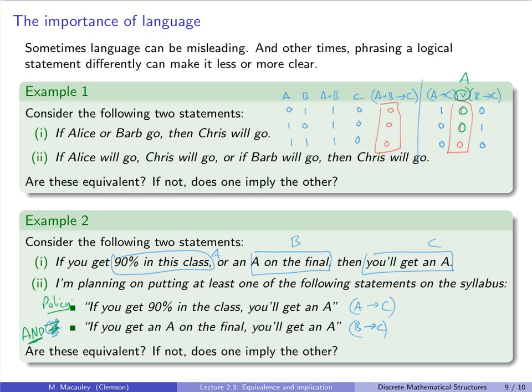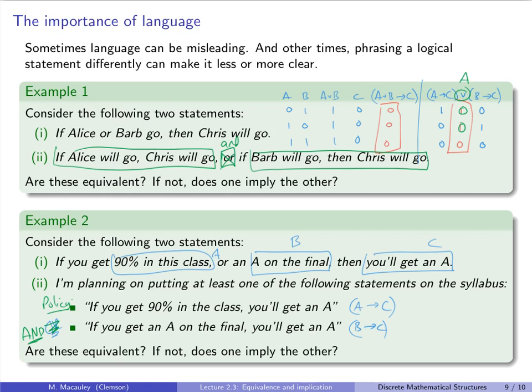And now we can go back up to example 1 and say, this OR was the problem. If I make this OR an AND, so I say, if Alice will go, Chris will go is a true statement, and if Barb will go, then Chris will go is a true statement, then that actually will fix the truth table, make these things equivalent. But that said, in this case, AND and OR, in terms of plain English, are almost interchangeable. We say the same thing to mean the same thing, but really AND and OR logically are different.